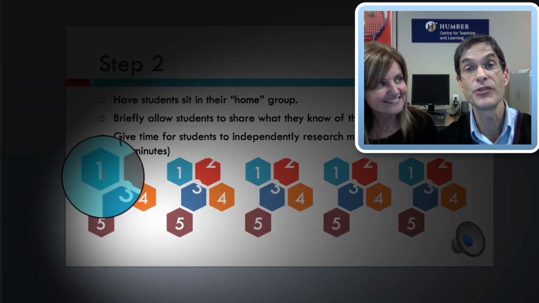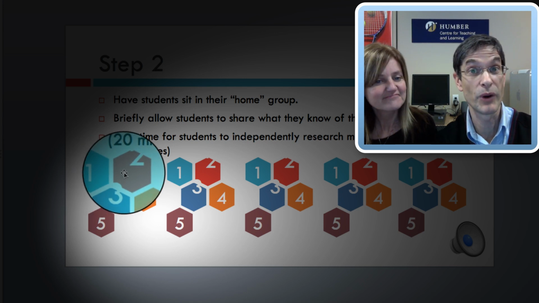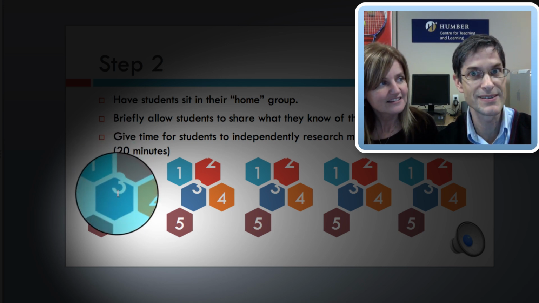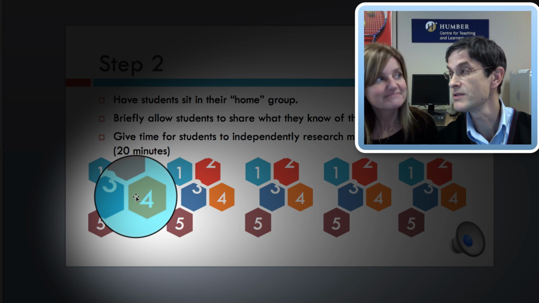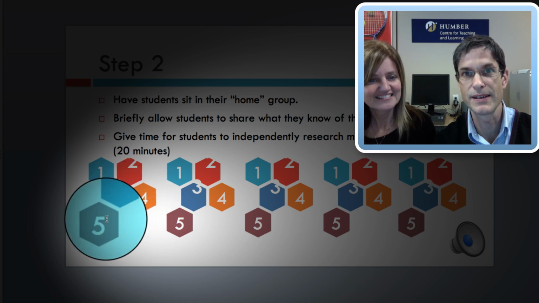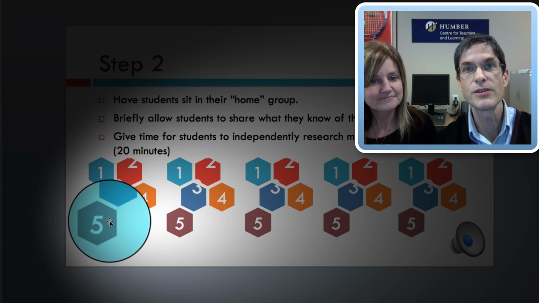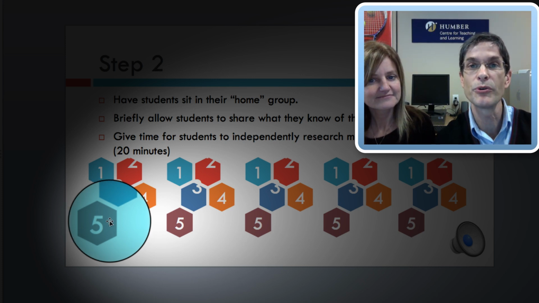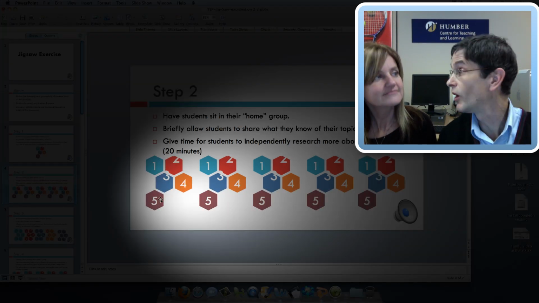Number 1s are Impressionists. Number 2s are Expressionists. Number 3s are Cubists. 4s are Futurists. And 5s are Dadaists. Lots of ists in these groups. So we have a heterogeneous group representing different chunks of knowledge.